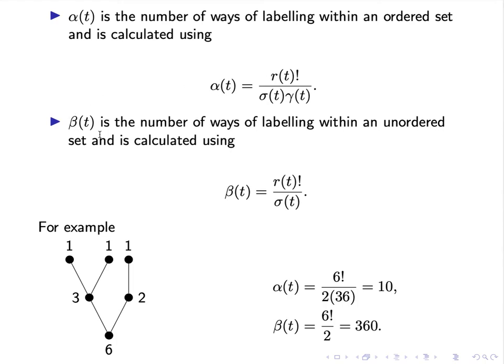Beta t is the number of ways of labelling within an unordered set. This means we can swap nodes around, and this is simply the order of your tree factorial divided by the symmetry of the tree. So in our example from before, this tree had an order of 6, symmetry of 2, and a density of 36. So alpha t is 6 factorial divided by 2 times 36, which gives us 10. And beta t is simply the order factorial divided by the symmetry. In this case, 6 factorial is 720, so that gives us 360.